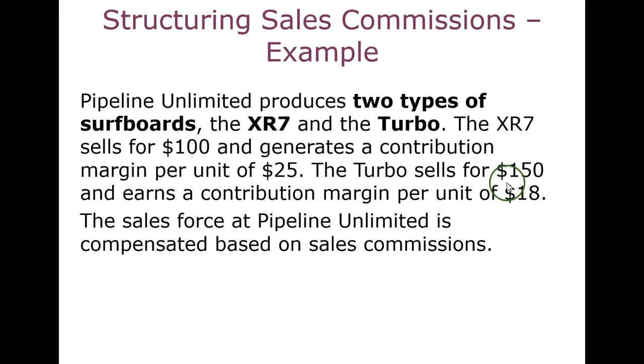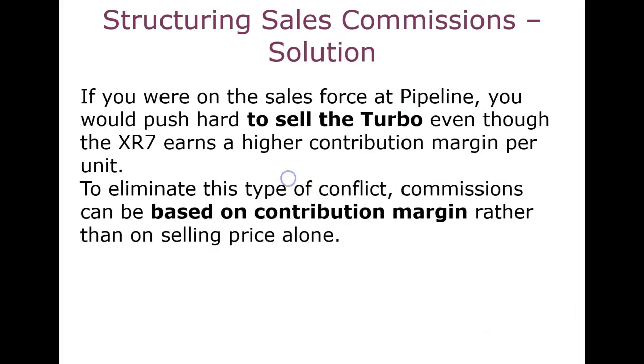Will that help the company? No, because the company receives only $18 contribution margin per unit for this one, the Turbo, whereas if the XR7 was sold, they would earn $25. So if you were on the sales staff, you want to earn a higher commission. To eliminate this conflict, commissions can be based on contribution margin rather than on sales alone. So see what they're talking about here.